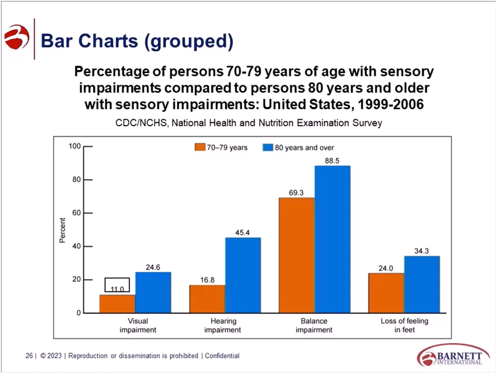You hear me saying it again: don't frustrate your viewers. Keep your audience happy by putting all the numbers on top of the bars, and you can actually see the visuals there. Two color bars. Here we are comparing the percentage of older persons with sensory impairments to persons who are younger. My younger group is between 70 and 79 years old. The older group is 80 years and over.